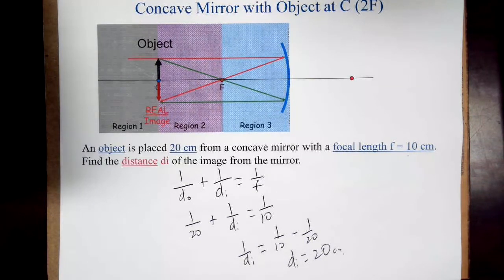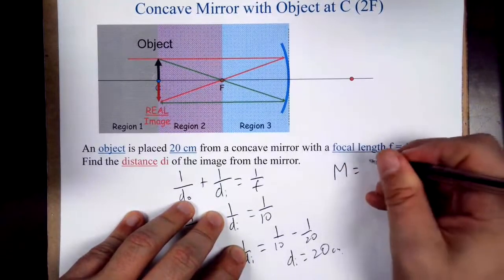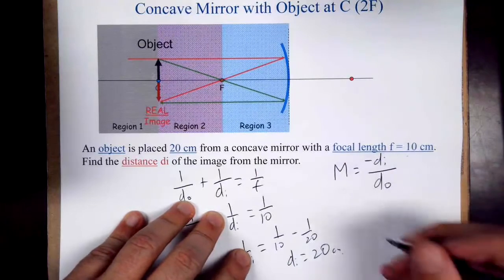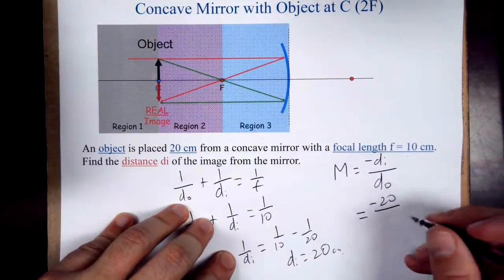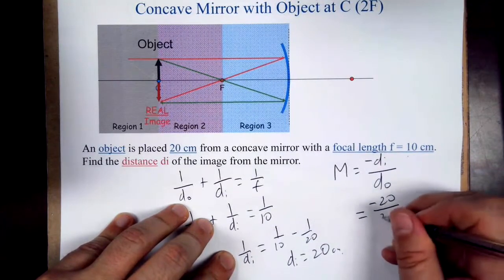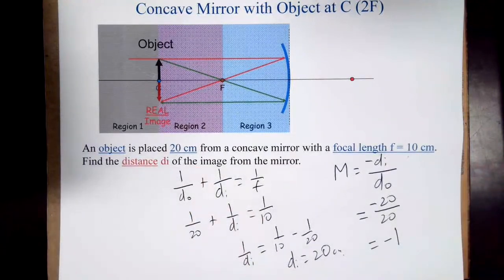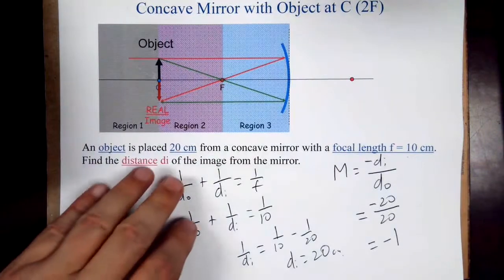But this only happens when you put your object at the C point on the mirror. If we want to know the magnification, this is the negative of the distance of the image divided by the distance to the object. So the distance to the image is 20, so that's going to be negative 20 divided by 20. Our magnification is negative 1. So the image is the same size as the object, but it's inverted, so it's upside down. And that's what we see in our ray tracing, so that also checks out.